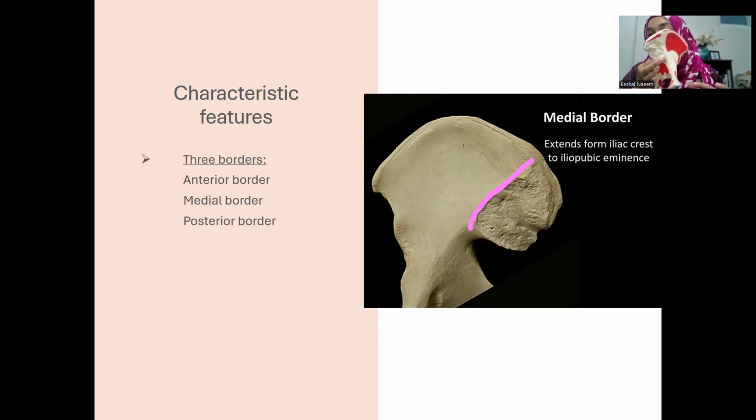Now we said what was the iliopubic eminence? It was something that was joining the arcuate line. There was an arcuate line, and then there was an iliopubic eminence, and then there was the pectineal line. This is just a continuation of one line. Medial border, arcuate line, iliopubic eminence, and pectineal line. So if I just place my hand here, this is my medial border.